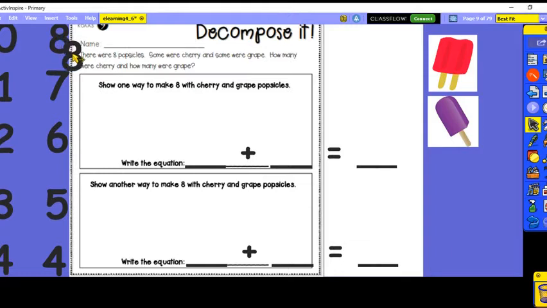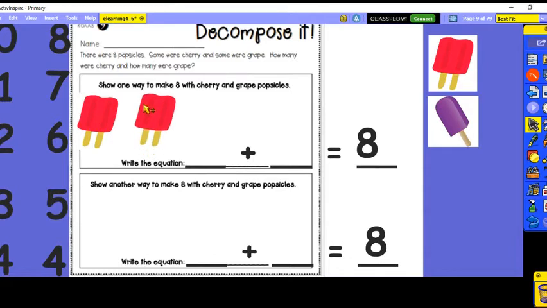So our total, how many popsicles do we have? We have 8. So our total is going to be 8. But we're just going to make different combinations of 8. So some cherry and some grape to make 8. So what if I had this many cherry popsicles?